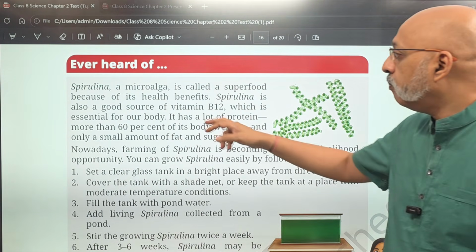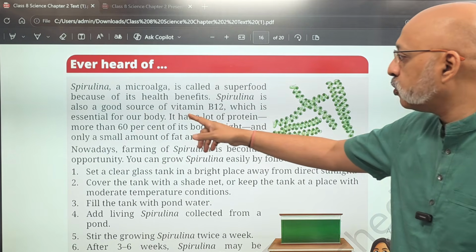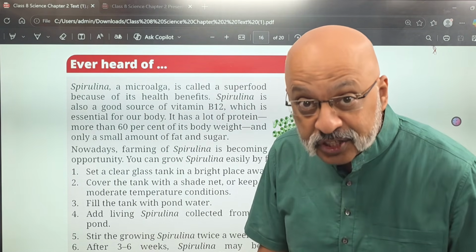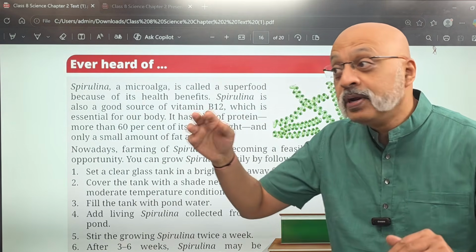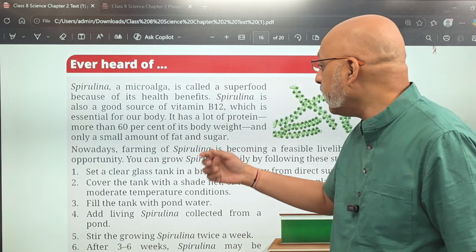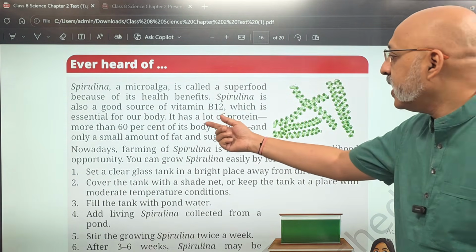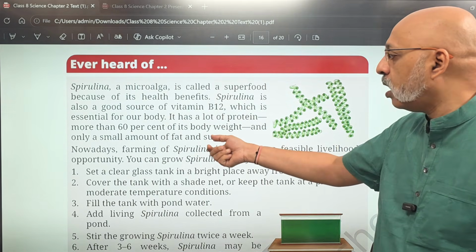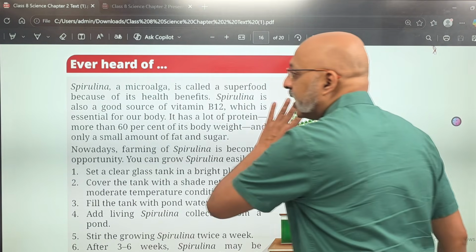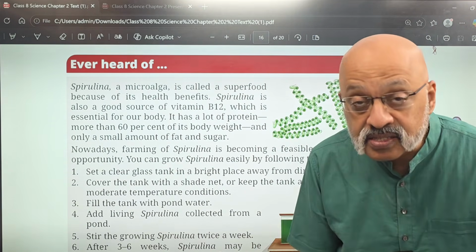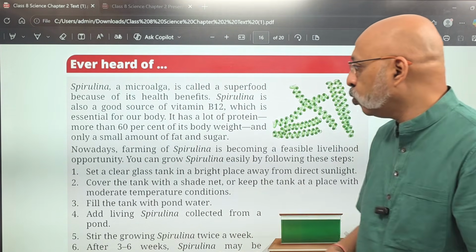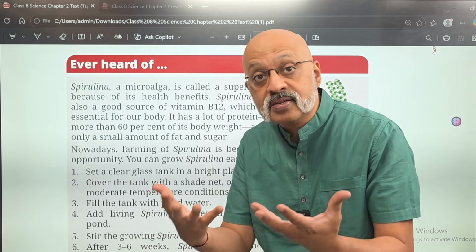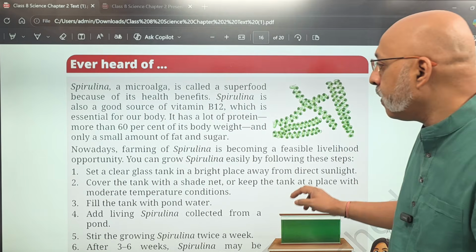a MCQ. Because of health benefits, spirulina is also a good source of vitamin B12, which many people are deficient in, including me. Vitamin B12, you end up taking tablets, right, which is essential for our body. It has a lot of protein, more than 60% of its body weight, and only a small amount of fat and sugar. So spirulina in that sense is a fantastic health supplement and a superfood, because 60% of its body weight is actually consisting of protein, right?